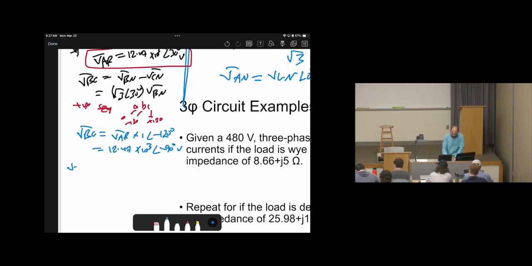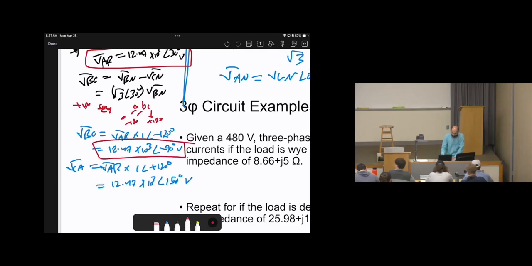How about VCA? I'm going to find it the fast way, which is root 3 angle 30 degrees. Or actually, there is a shorter way, which is VAB times 1 angle positive 120 degrees. So it will be 12.47 times 10 to the power 3, and 30 plus 120 will be 150 degrees volts. Then this is the fifth and sixth. So I calculated the six voltages.